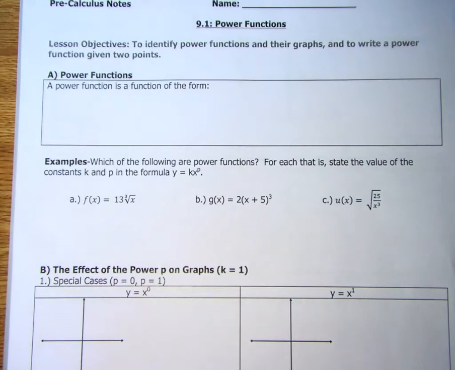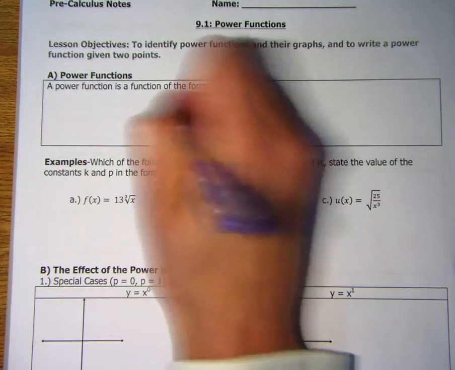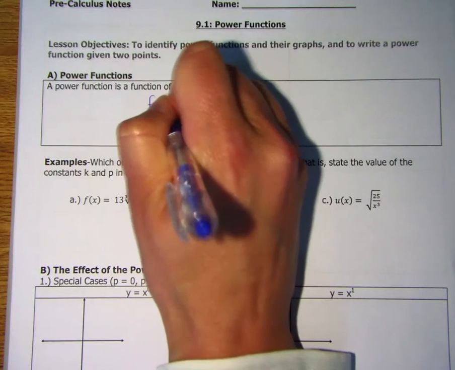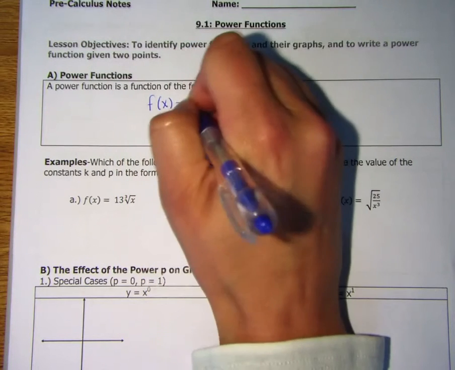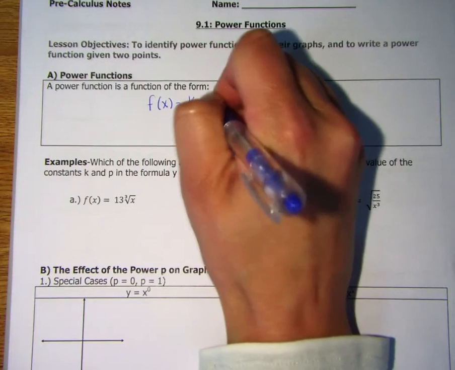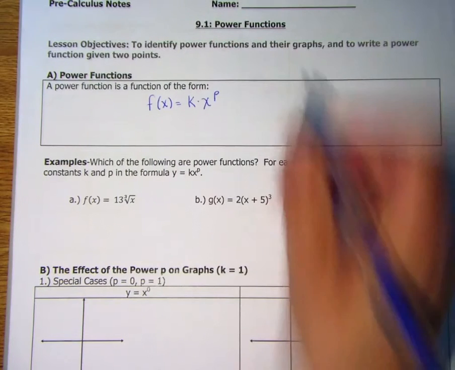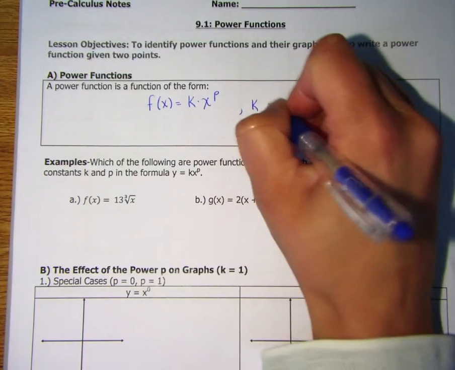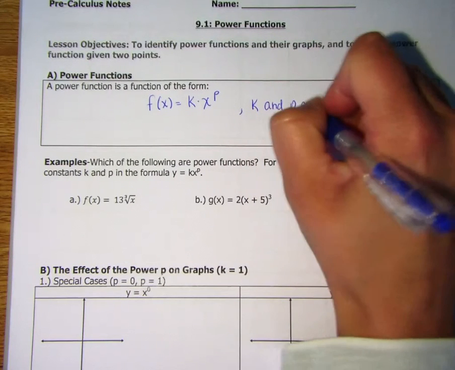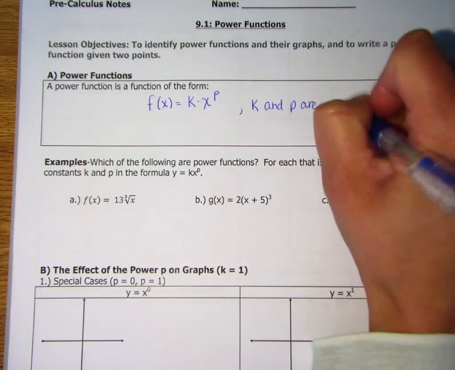About today are power functions. This will lead us into next time, which deals with polynomial functions. So, a power function is a function in the form f of x equals k times x to the p. K and p are both constants.